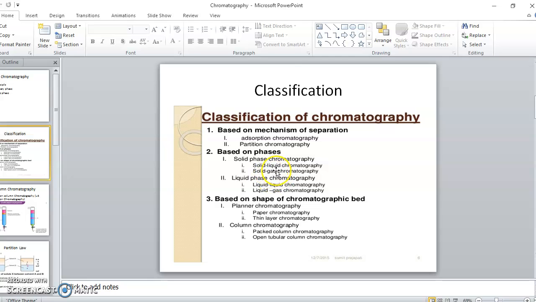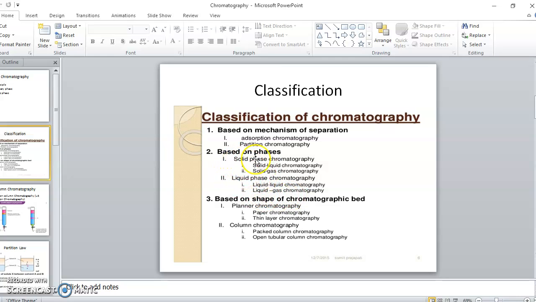Now if the mobile phase is a gas and the stationary phase is a solid, then it is called gas solid chromatography. Now you have liquid phase chromatography. There you have liquid chromatography. Both the phases, mobile phase as well as the stationary phase, are liquid, hence it is called liquid chromatography. Now if you have the mobile phase as gas while the stationary phase is liquid, then it is called gas liquid chromatography.